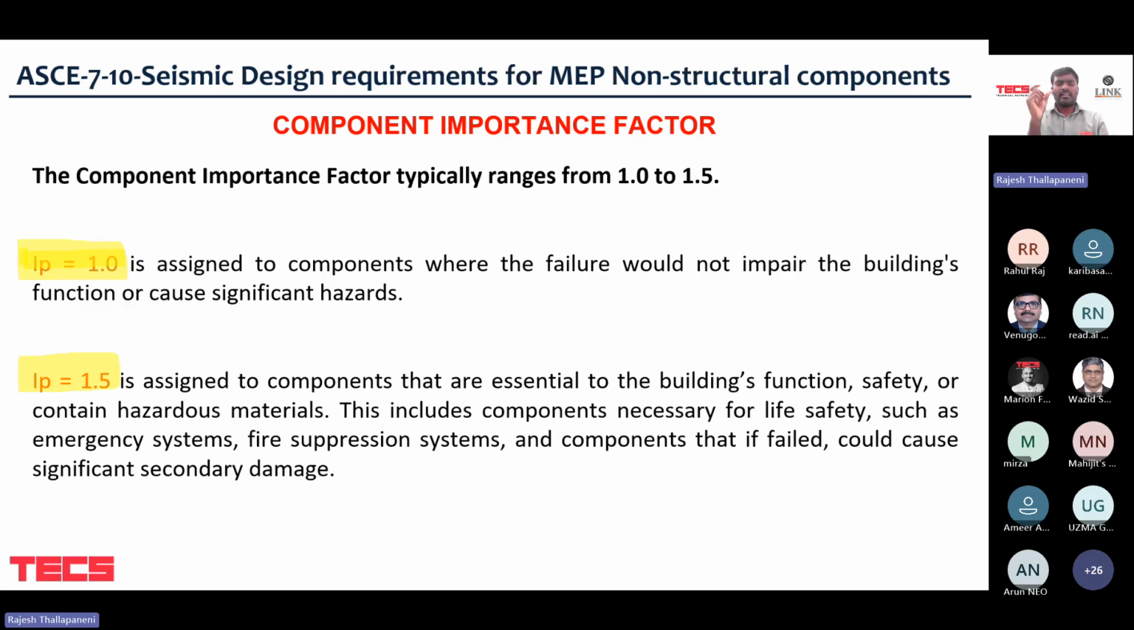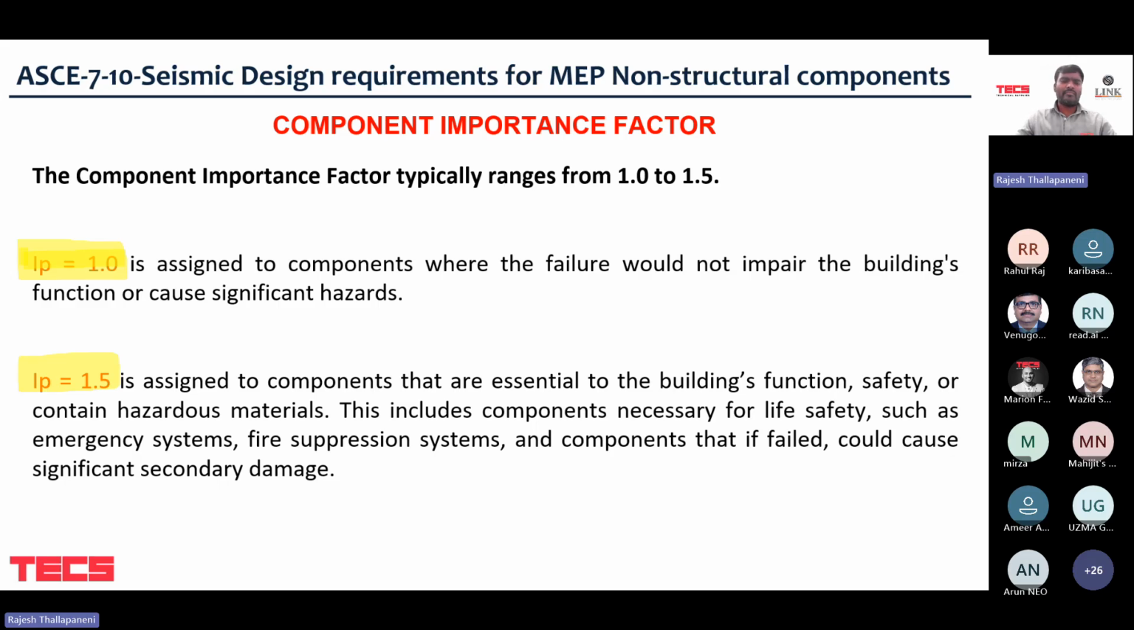Like you have a component, like MEP pipe is a component, firefighting pipe is a component, tray is a component. So each component has its own importance factor. For example, the importance factor can be assigned according to the code or according to the specifier requirement or the client requirement. It is assigned to components where the failure would not impair the building function or cause significant hazard, right? So if the specifier has strong evidence or the code says that failure of this pipe will not obstruct the operation or the functionality of the building, then the lower importance factor can be given to that component as well.